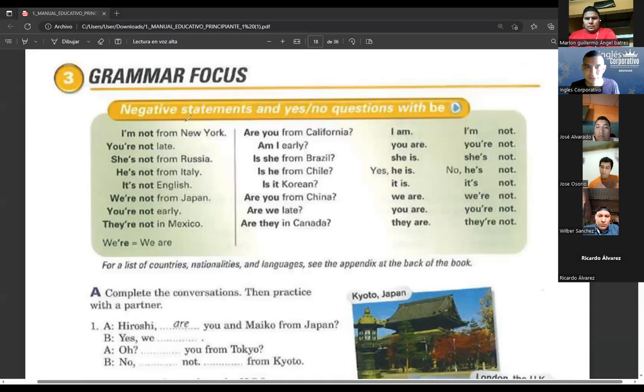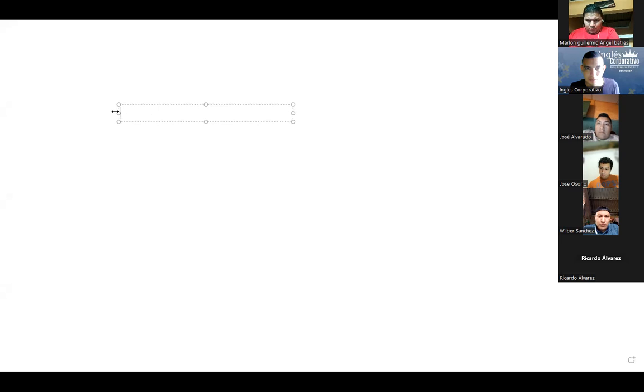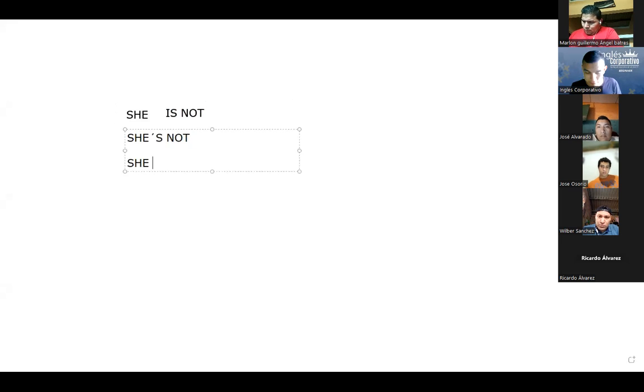Ok, tenemos la forma normal. Por ejemplo, she is not. Ok, she is not. Esa es la forma común. Okay, she's not my sister. She's not my teacher. Pero tenemos la forma contractada. Hay dos formas de contracción. Por ejemplo, tenemos she's not. Ok, esa es la forma reducida. Y tenemos otra forma que puede ser she isn't. Puede decir she's not o she isn't.